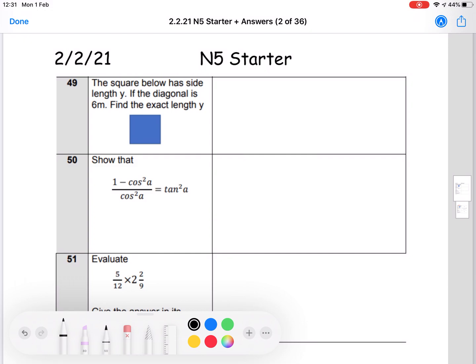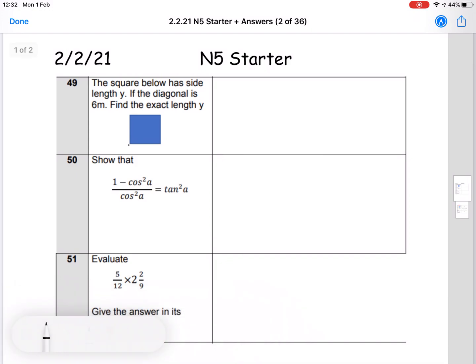So question 49, we have here a square has side length of y. If the diagonal is 6 metres, find the exact length y. So what you'd want to do there is put that information on the picture to start with. So we know that we have a y for both sides because it's a square, so both sides are the same, and the diagonal is 6 metres.